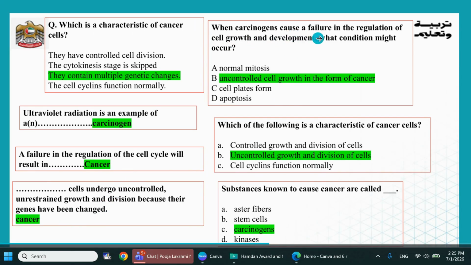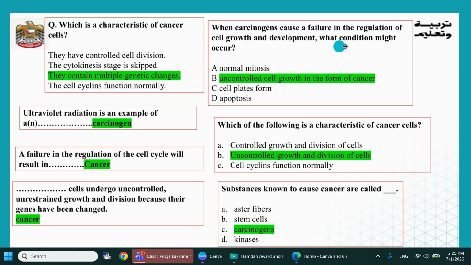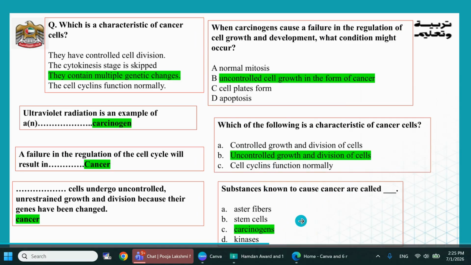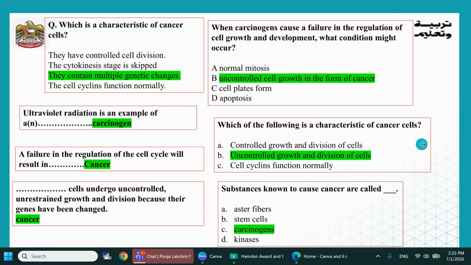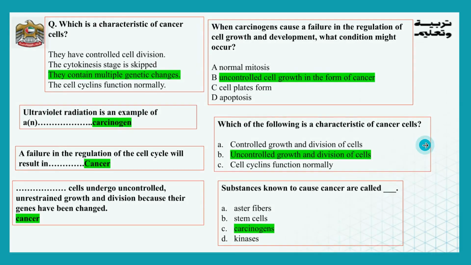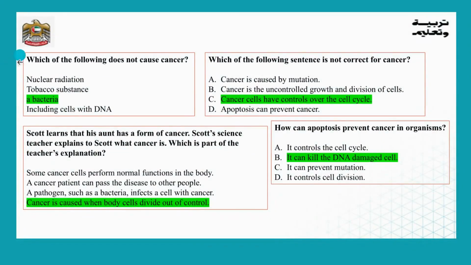When carcinogens cause a failure in the regulation of cell growth and development, what condition happens? Cancer is formed. Substances known to cause cancer are carcinogens. We call them carcinogens. They cause cancer. So UV is one. UV can cause skin cancer, so it is one carcinogen. More questions?